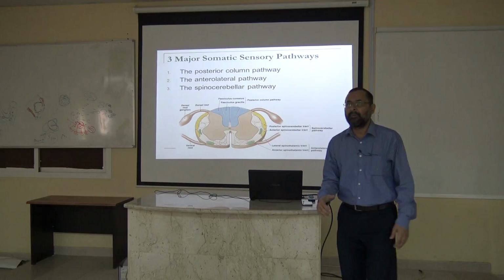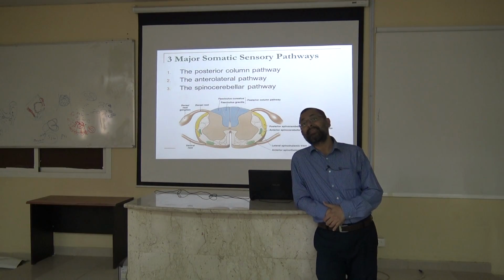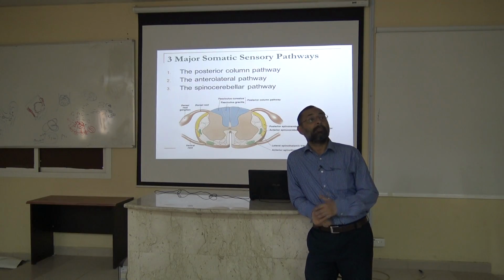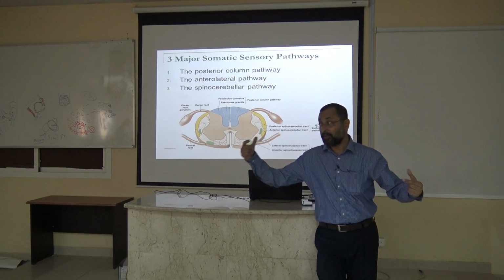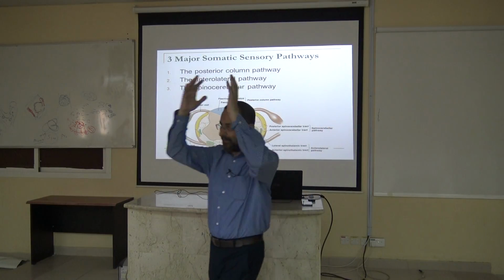Now, functionally we divide our main pathways or main sensations into three groups. One group of sensations is carried by the posterior column or the dorsal column. Remember the dorsal column? Fasciculus gracilis and cuneatus. That takes one functional pathway.